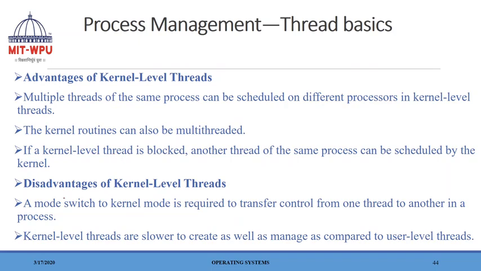Disadvantages of kernel level threads: a mode switch to kernel mode is required to transfer the control from one thread to another in the same process. The mode switch is required, as we have seen. Kernel level threads are slower to create as well as manage as compared to the user level threads.